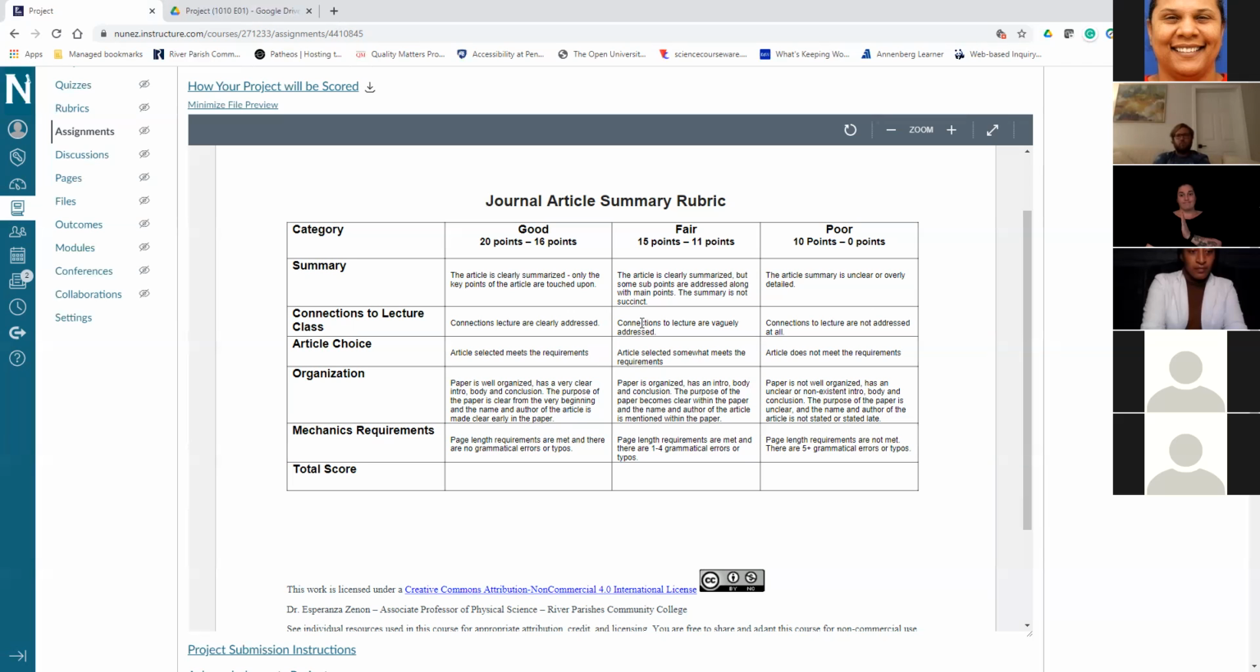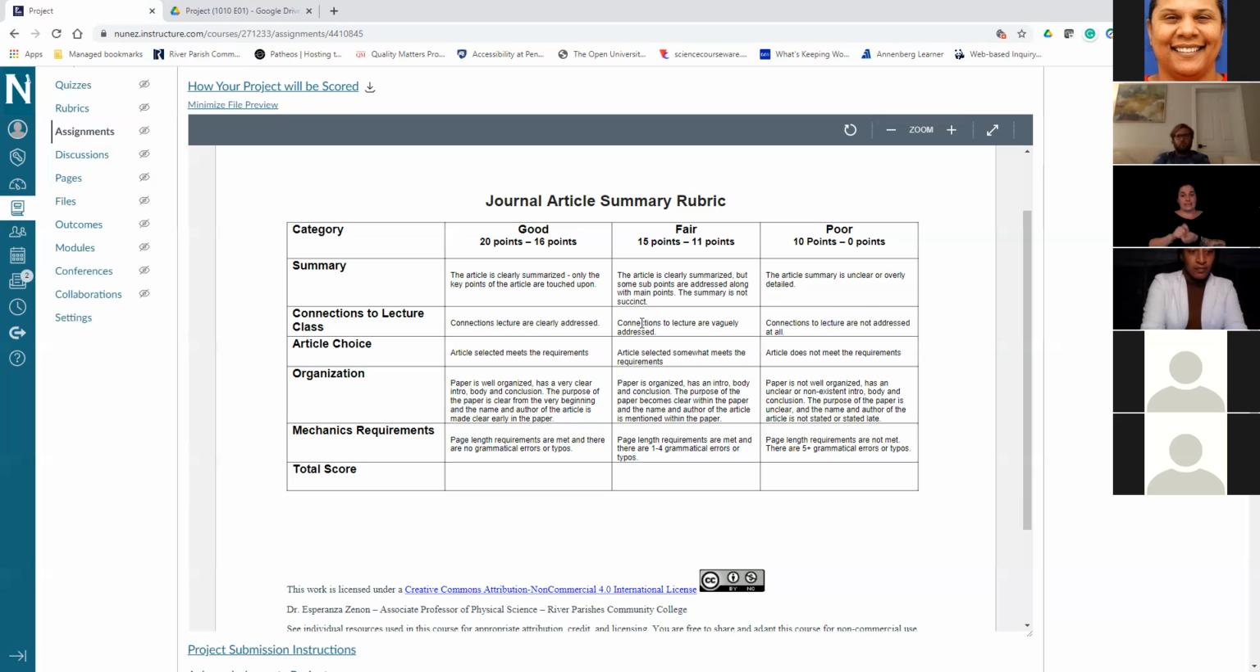Also, it tells you in the project details that if you didn't get an article approved and the article does not meet the standards, meaning it's not on the right topic, it's not long enough, or it's not peer reviewed, then you automatically get a 0 on the project, and the project details tell you that specifically.